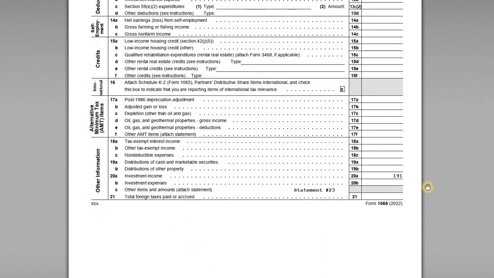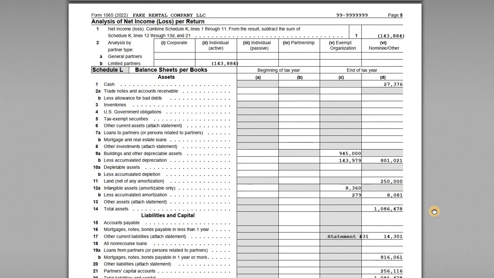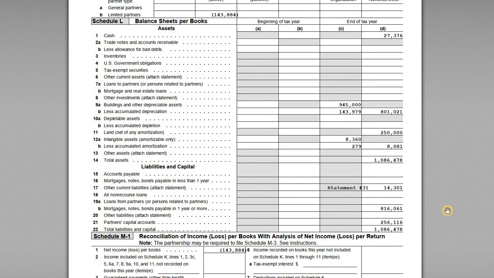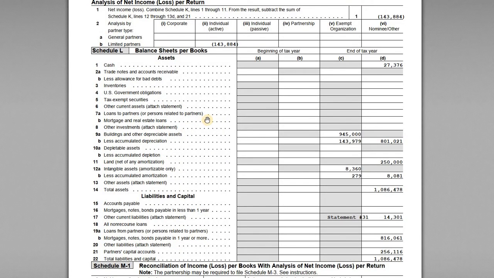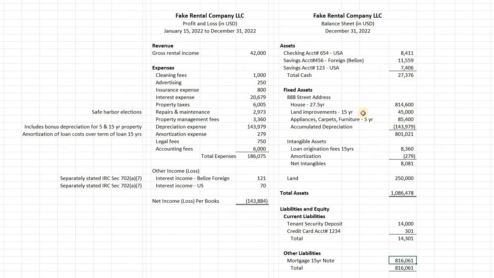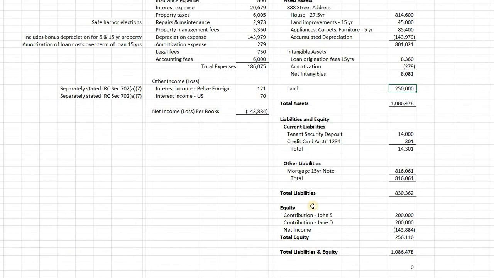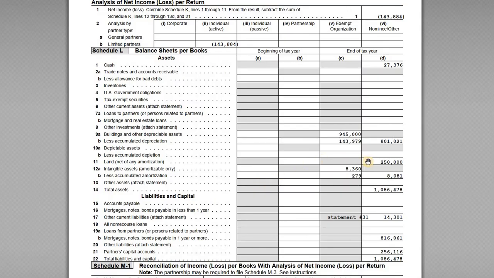All right, so I think the next good place to start is the balance sheet. So we'll look at the balance sheet and then we'll start entering some of the income and expense items. So balance sheet per books, right? So this should reconcile with the balance sheet that you have per your books, right? So if we look at our financial statements, again, remember we have cash up here, we have the fixed assets, non-depreciable land, some intangible assets that are being amortized, and then the liabilities, right? So we're just transferring these values to the Schedule L.